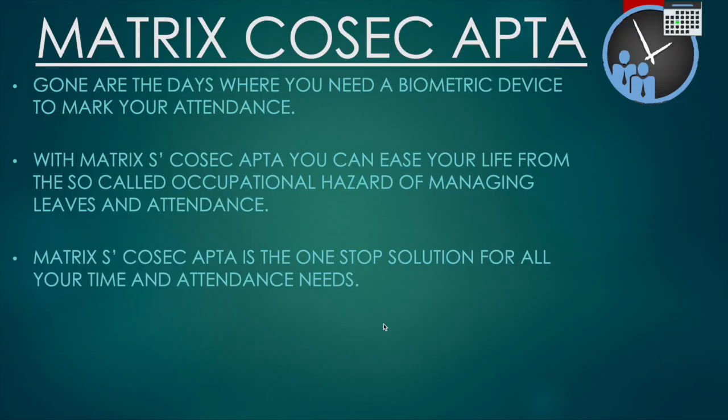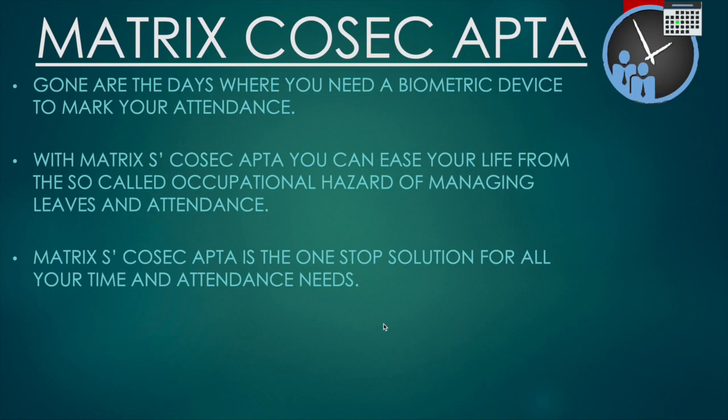And what is the Matrix COSEC APTA application? If you have this application installed on your phone, there is no need to go to the device to punch your attendance. Like if you go to the device for fingerprint, palm, or face recognition attendance, no need to go to the device. From your cell phone itself you can mark your punch. So gone are the days where you need a biometric device to mark your attendance.